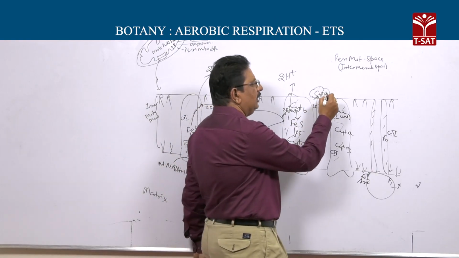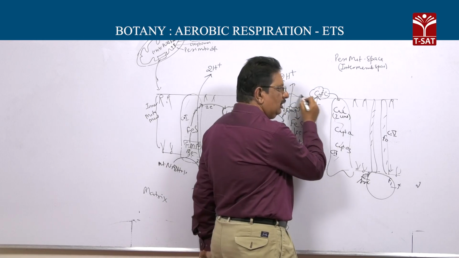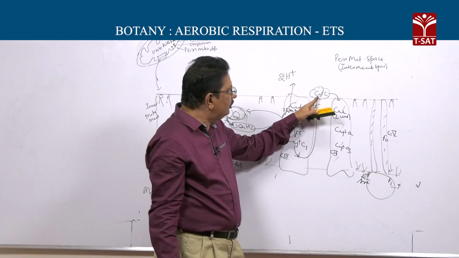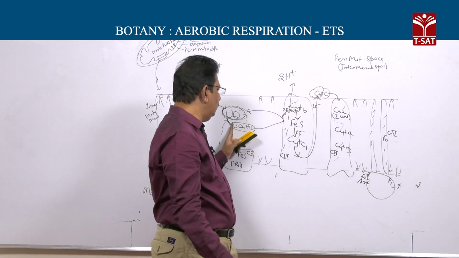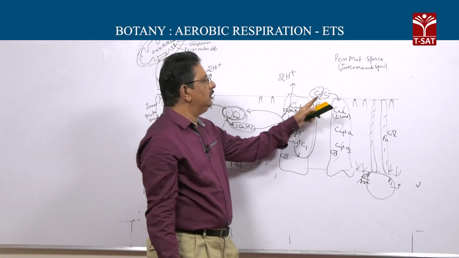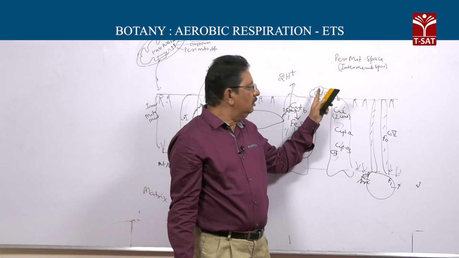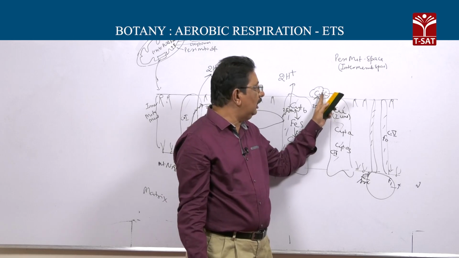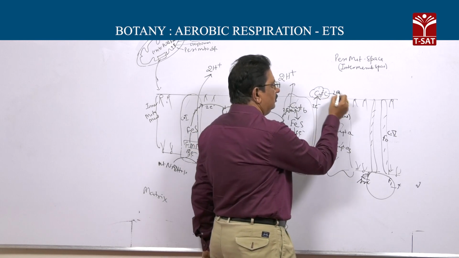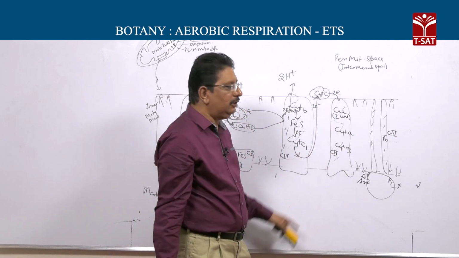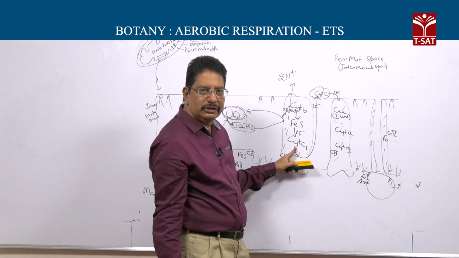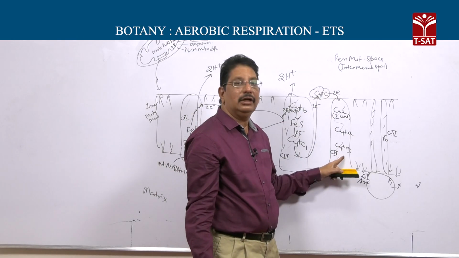The reduced cytochrome C, which is located on the outer surface of the inner membrane, is a mobile one, just like UQ, but UQ is an embedded protein. Cytochrome C is a surface or peripheral electron carrier, and it transfers the electrons to complex 4 and becomes oxidized. So it is reduced by complex 3 and it is oxidized by complex 4.